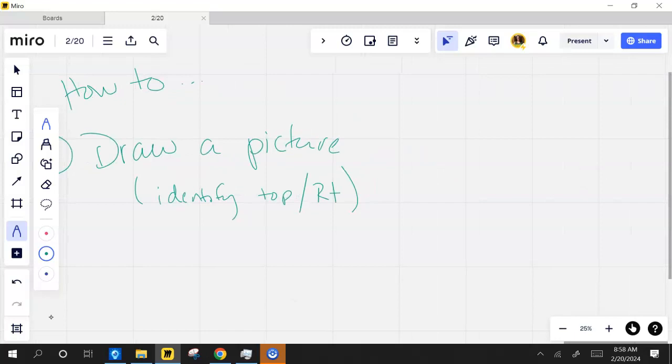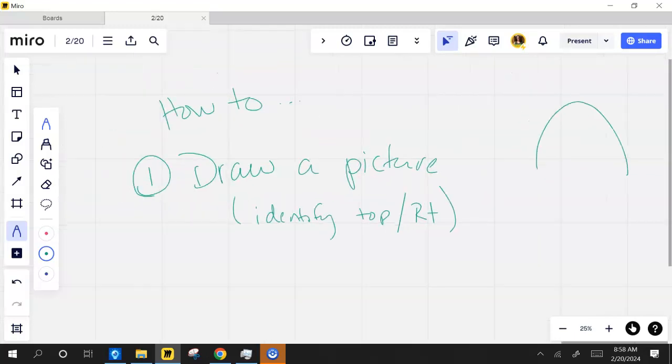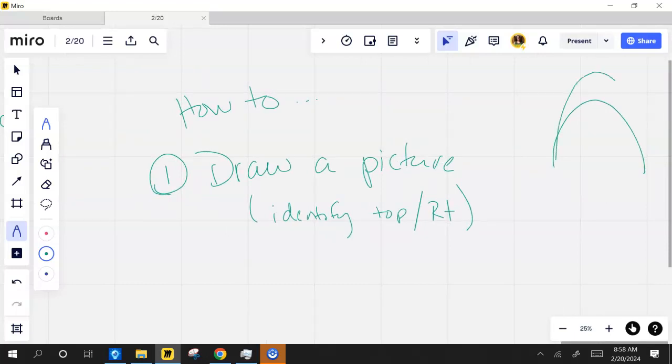Remember the one that we were doing? Like this. So maybe this is my area that I'm finding the volume by cross-section of. And so I'd need to identify that top curve minus the bottom curve.